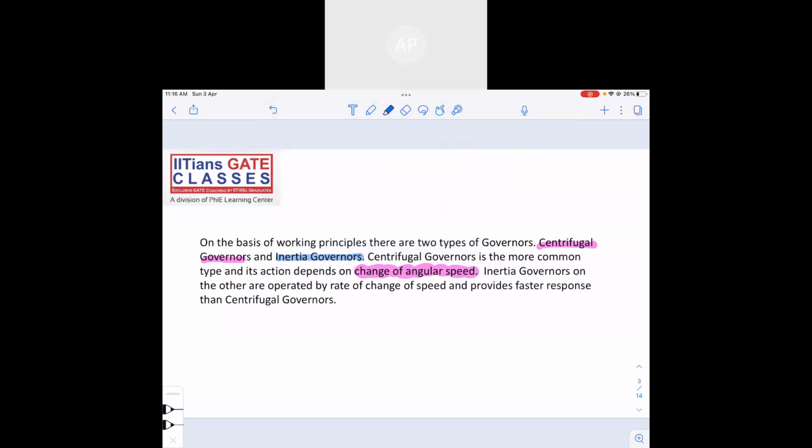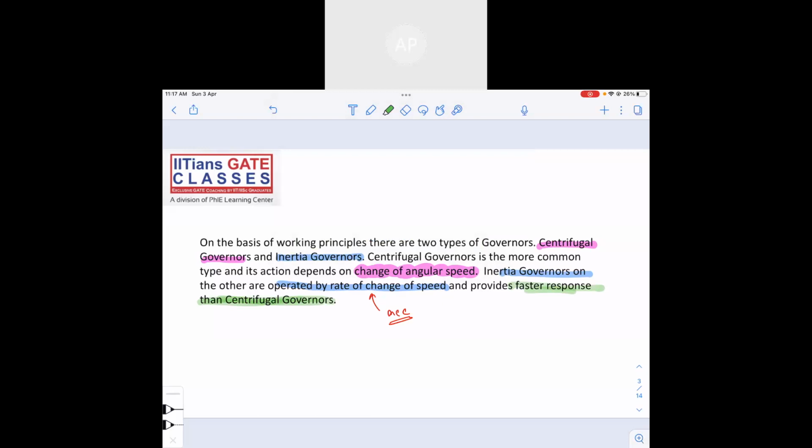Inertia governors, on the other hand, are operated by rate of change of speed. So which will come first, the change of speed? Rate of change of speed means acceleration. Now acceleration will come before the change of actual speed, right? First there will be force. Because of force there will be acceleration produced, and the acceleration will result in change in angular speed, right? So which is going to come first? Acceleration. So the inertia governor provides a faster response than centrifugal governors.